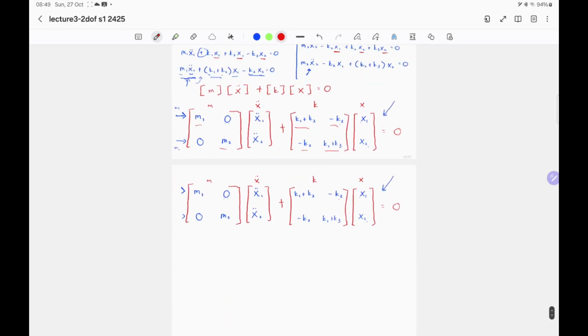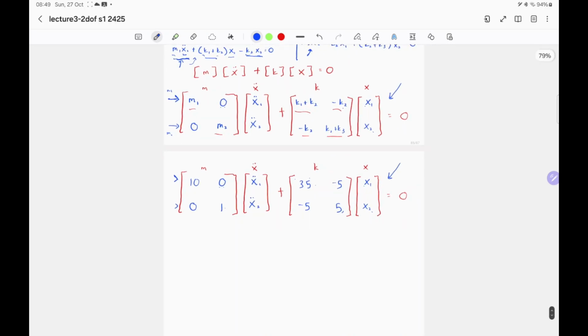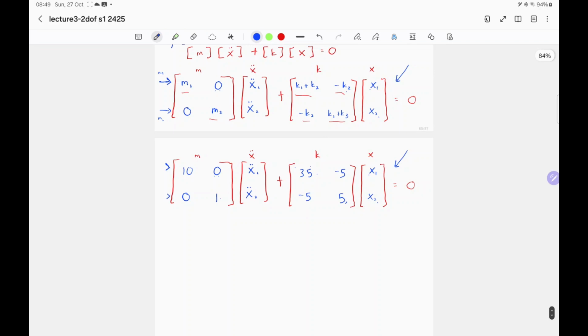So mass 1 is 10, mass 2 is 1, K1 plus K2 is 35, negative K2 is negative 5, negative K2 is negative 5, and K2 plus K3 is 5 plus 0, which is 5. So this is the equation of motion in matrix form, complete with all known values.